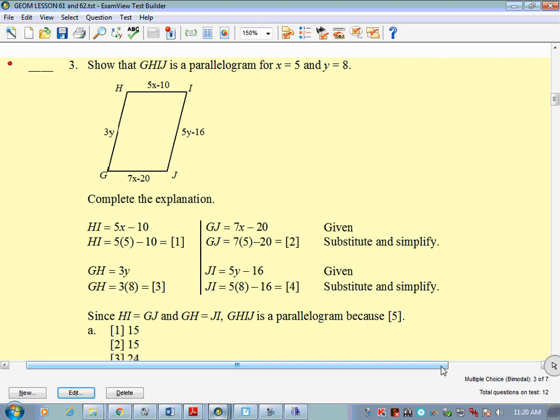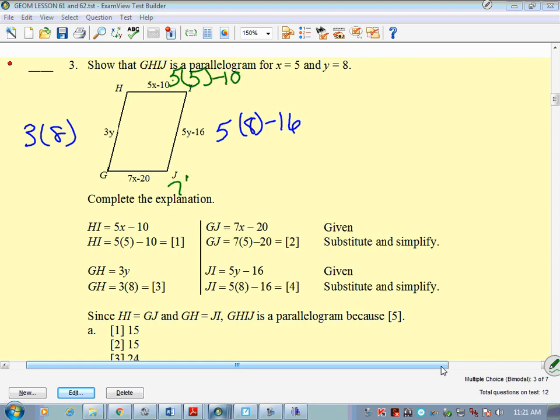Okay. All right, this says show that GHIJ is a parallelogram for x equals 5 and y equals 8. So what do I want to do with my x's and y's around this? Substitute. So let's come here and we're going to do 3 times what? 8. Okay, and over here we're going to do 5 times minus 16. Okay, and up top we're going to do 5 times 5 minus 10, right? And down here we're going to do 7 times 5 minus 20.